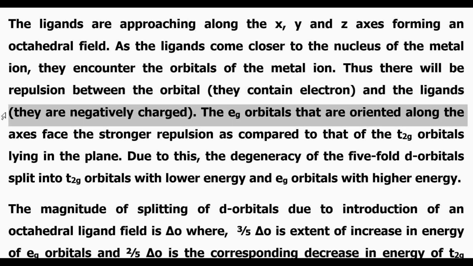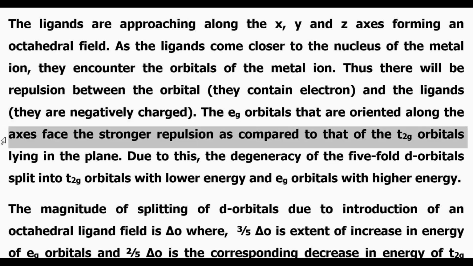Now, the lobes of the Eg orbitals lie along the axis. So the Eg orbitals that are oriented along the axis face stronger repulsion as compared to the T2g orbitals, because T2g orbitals are lying in the plane.